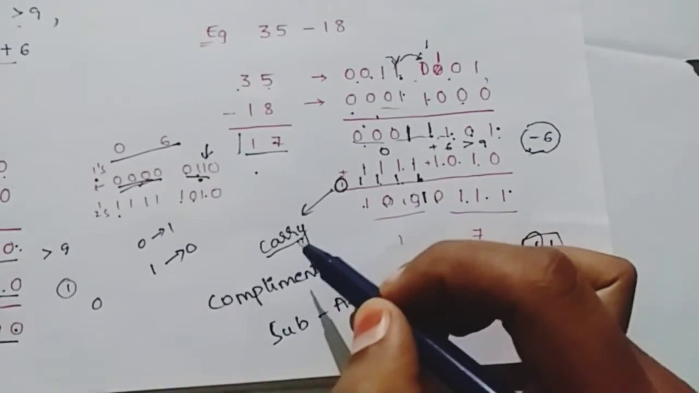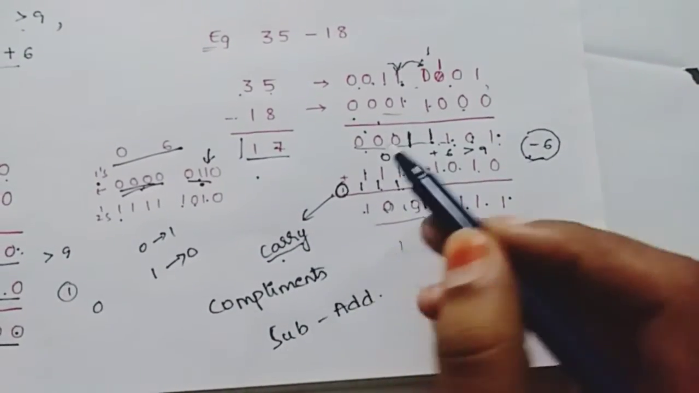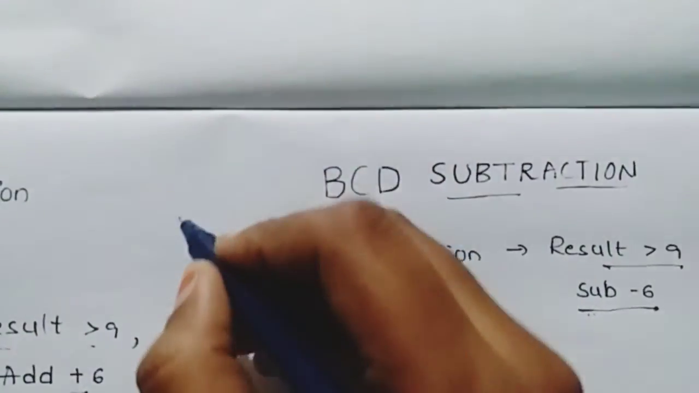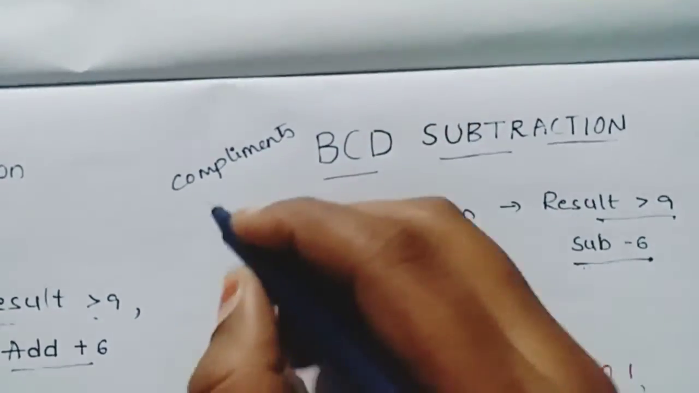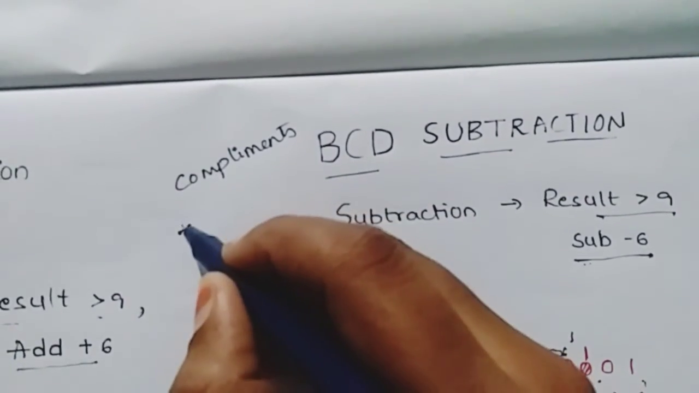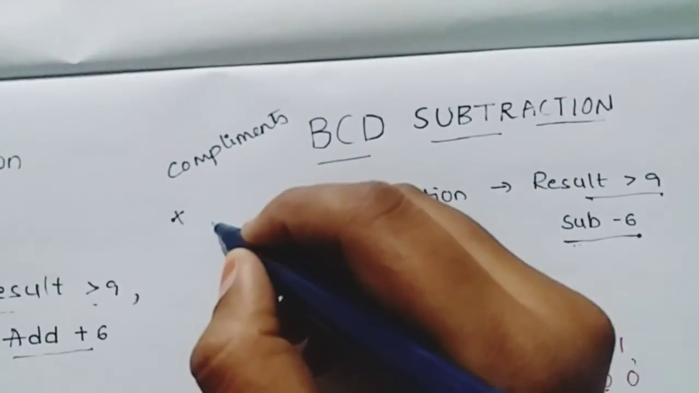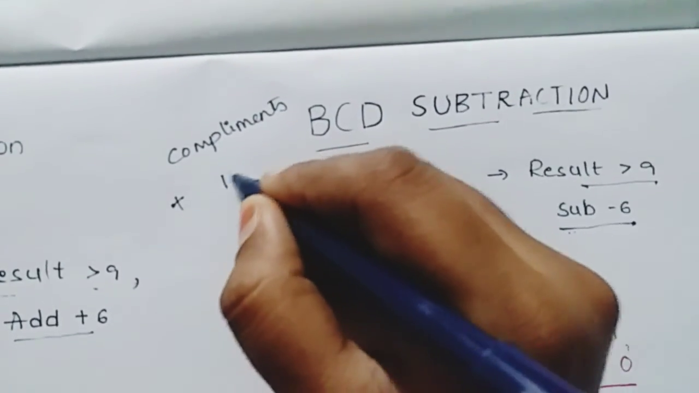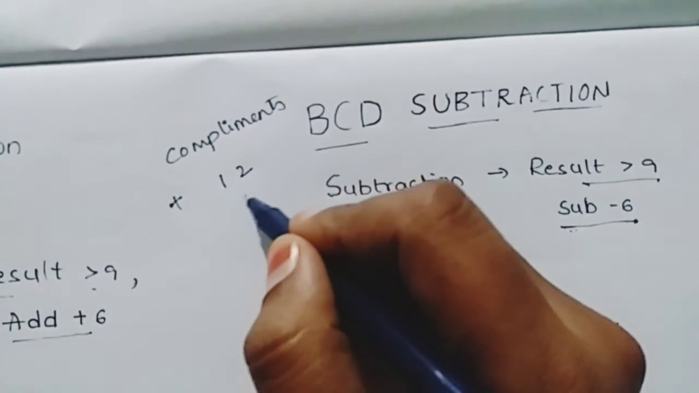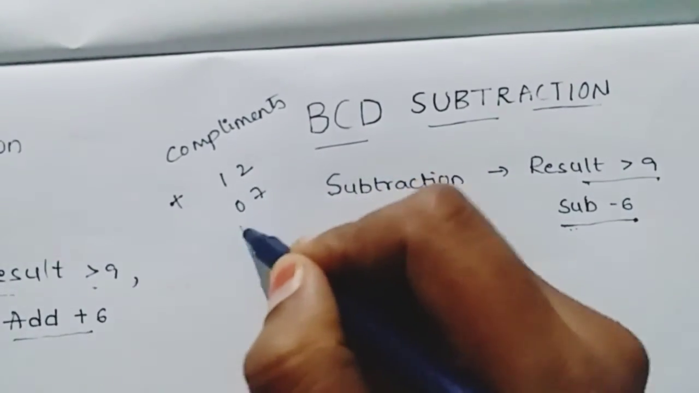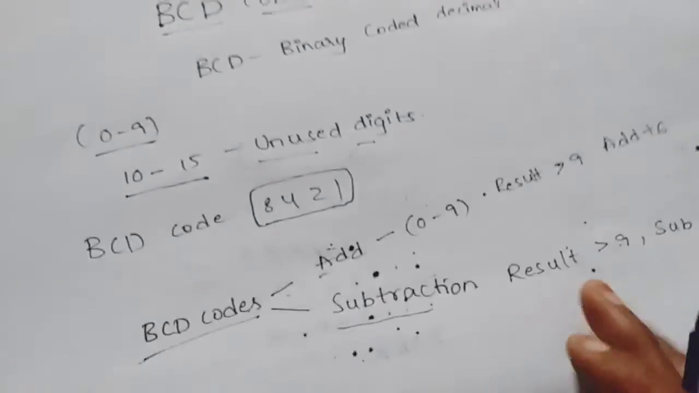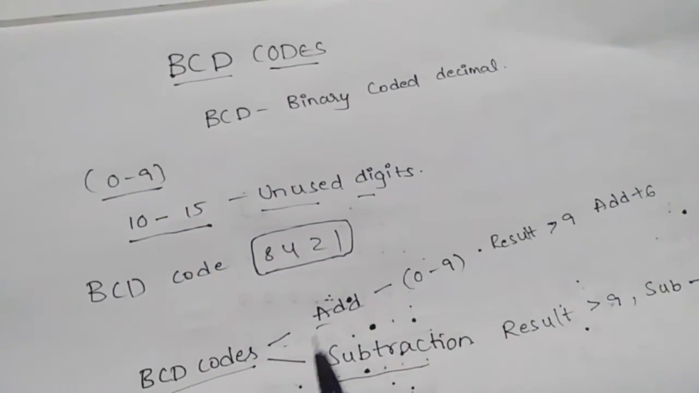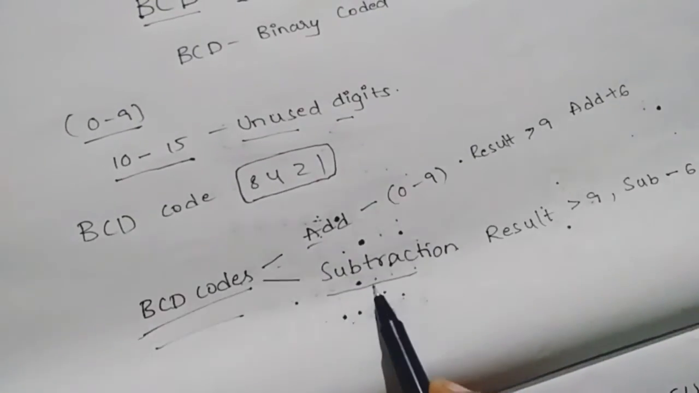Sometimes we will not consider the carry value, and sometimes we will consider the carry value also. In BCD subtraction we have to take complements. By using these complements we get an easy way of subtraction. Suppose here we have 12 and subtract 7 from it, we will get 5. So BCD addition and BCD subtraction, these are the two types of BCD operations.